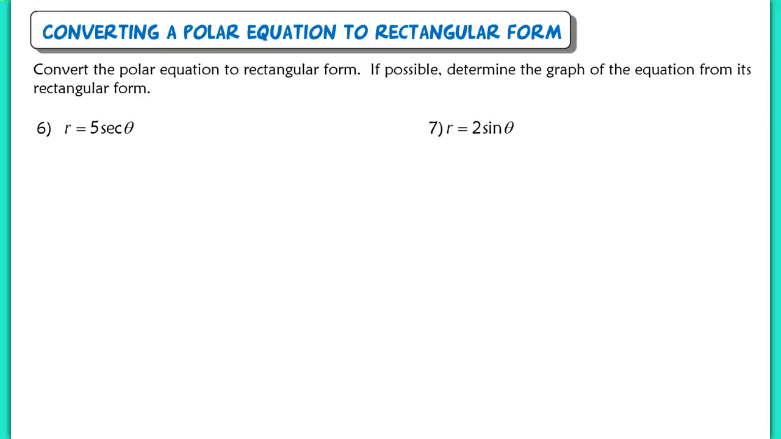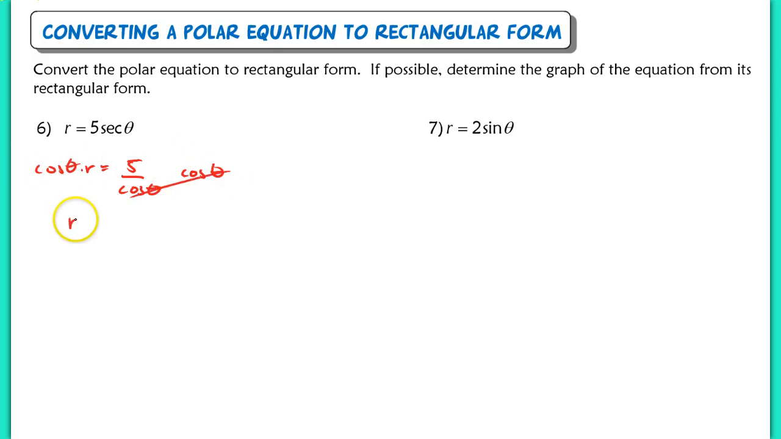So let's start with number 6 here. We have r equals 5 times the secant of theta. Now this is the same as 5 over the cosine of theta. And right away I recognize I have an r and I have a cosine theta. If I can get them together, that would be a good thing for me because then I can make a substitution. So what I'm going to do here is multiply by the cosine of theta on both sides.